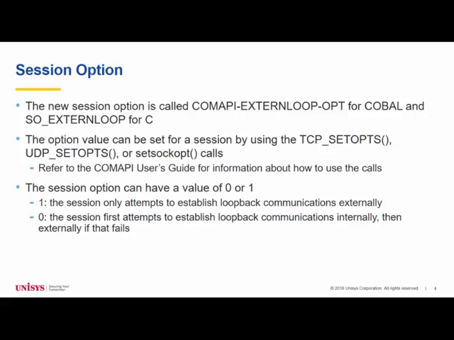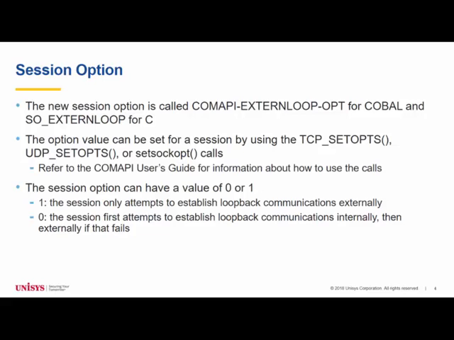The session option can have a value of 0 or 1. If the option value is 1, the session only attempts to establish loopback communications externally through the attached CPCOM or CPCOM OS. If the option value is 0, the session first attempts to establish loopback communications internally within COMAPI and only attempts to establish communications externally if the internal attempt fails.